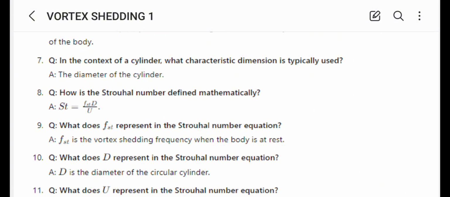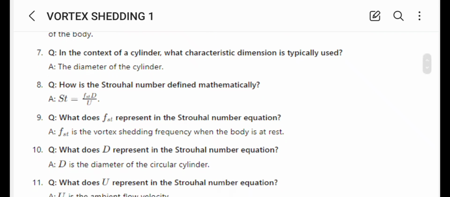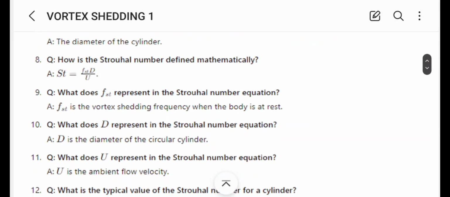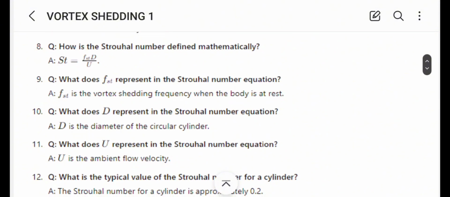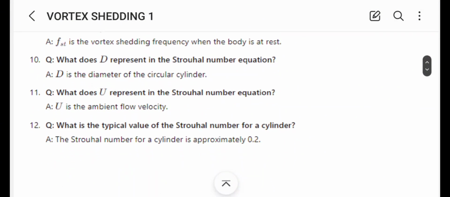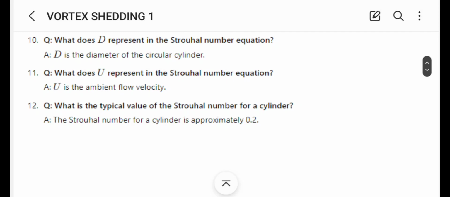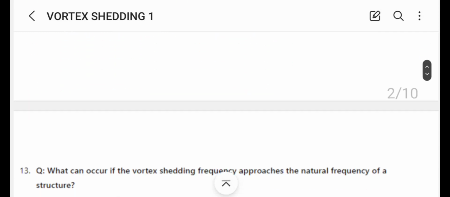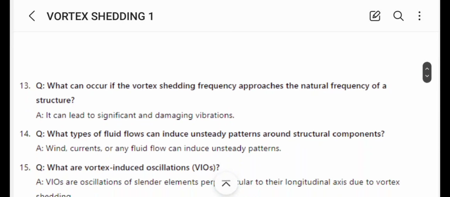What does Fs represent in the Strouhal number equation? Fs is the vortex shedding frequency when the body is at rest. What does D represent in the Strouhal number equation? D is the diameter of the circular cylinder. What does U represent? That is the ambient flow velocity. What is the typical value of the Strouhal number for a cylinder? It's 0.2. And what can occur if the vortex shedding frequency approaches the natural frequency of a structure?